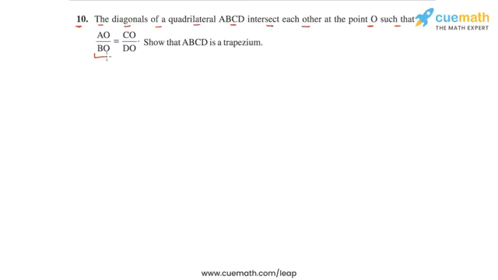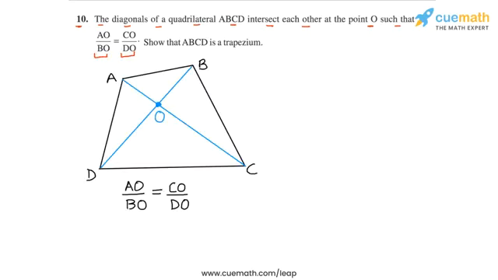The diagonals of a quadrilateral ABCD intersect each other at the point O such that AO by BO is equal to CO by DO. So here's a figure that I've drawn for this information. ABCD is a quadrilateral in which the diagonals AC and BD intersect at O, and we are told that the ratios AO by BO and CO by DO are equal. We have to show that the quadrilateral ABCD must be a trapezium. Although you can see that I have deliberately drawn ABCD to not look like a trapezium.